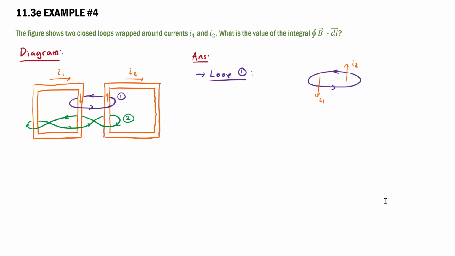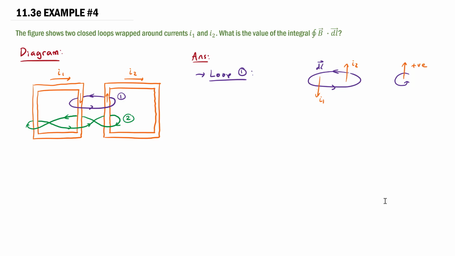This is where our right-hand thumb rule comes in handy. Your dl is in the counterclockwise direction. So our fingers are going to curl around along dl, and our fingers curl around this way, which means that a current going up is going to be positive. So we have positive here.